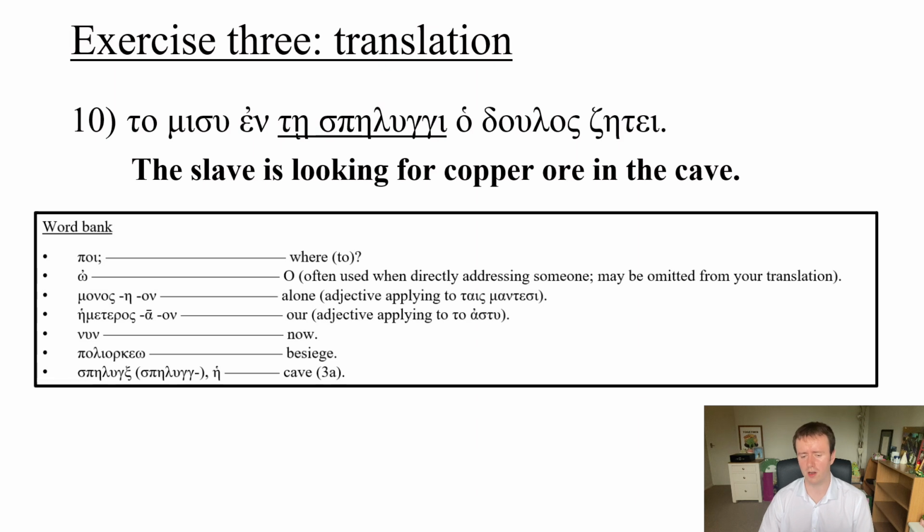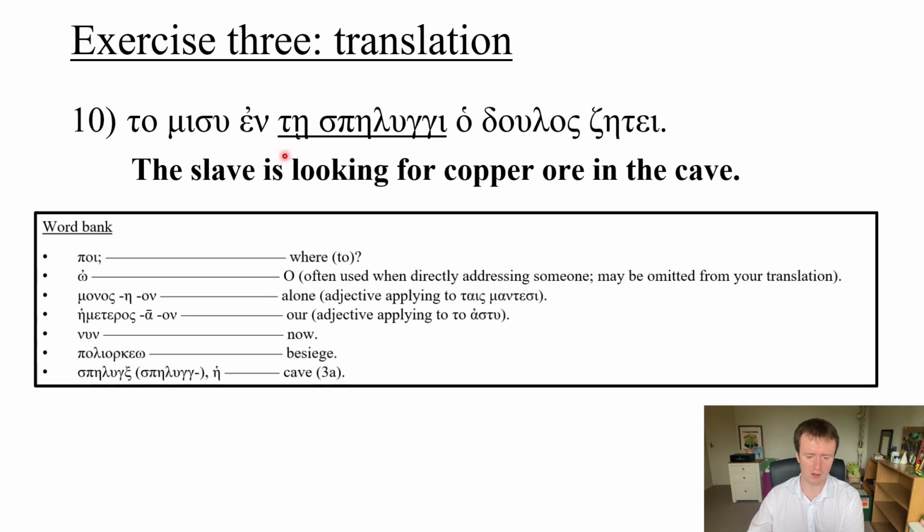You could have said the slave looks for copper ore in the cave, and you could have said the copper ore if you wanted to. But when you have something like a material, although they might use the definite article in Greek, we can miss it out in English because we don't often say, you know, I am looking for the iron in the cave. You can just say, I am looking for iron in the cave. We had to misiu, which is the copper ore, but we can just say copper ore for reasons that I've described. And from the definite article and ending, we know it's either nominative or accusative singular. We're not sure which it is yet, so we have to look at the rest of the sentence.